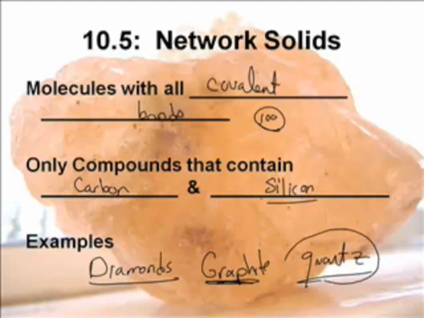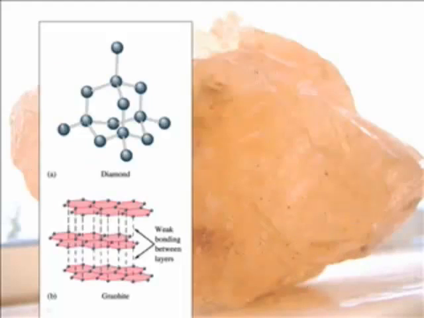And sand, which Mr. Sams was just talking about. Sand, of course, is quartz, silicon dioxide, and has a very, very high boiling point and melting point, for that matter. All right, so diamonds here, and this is graphite. Graphite, by the way, is in a pencil.